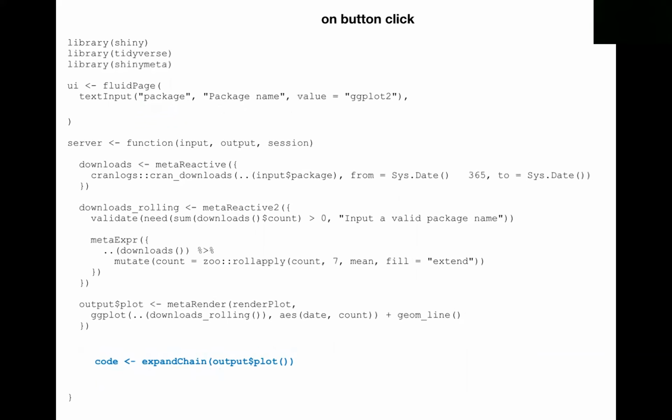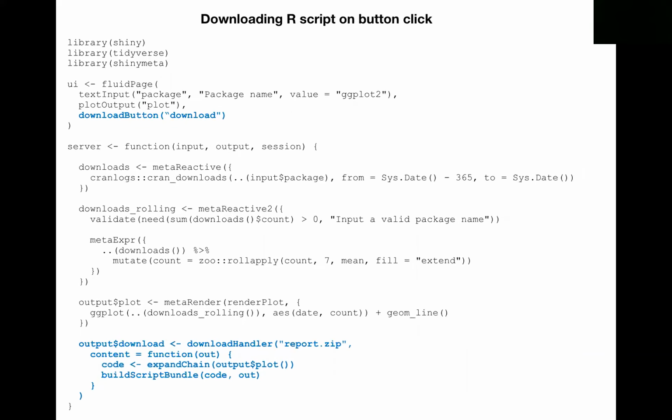And it looks slightly different if you wanted to enable downloading an R script. You could use Shiny's download button to provide a download button somewhere on the user interface, and hook that up to this download handler, which is also natively supported in Shiny. Then you do the same thing, where you use expand chain to get at the code that you want to export, and then feed that into this build script bundle function.